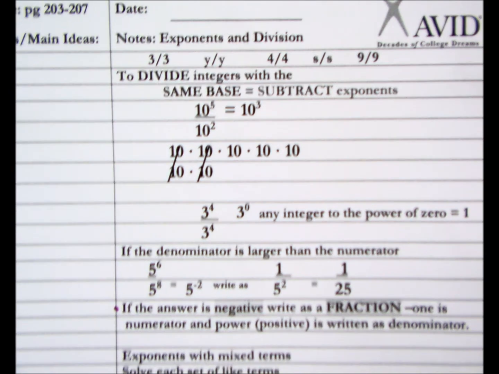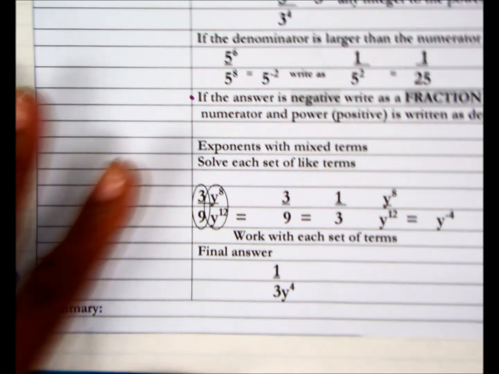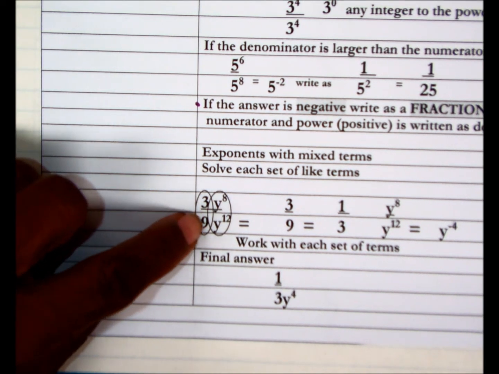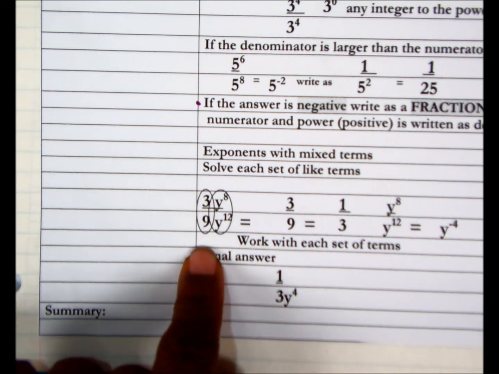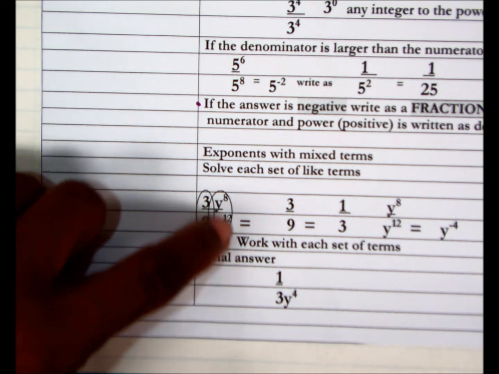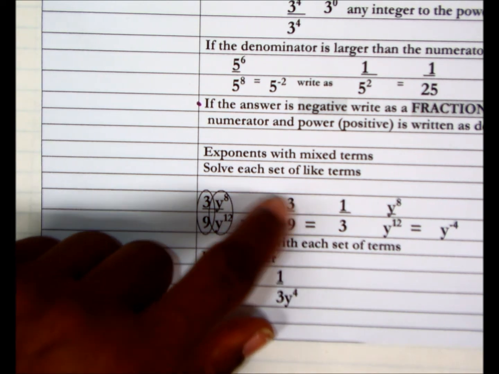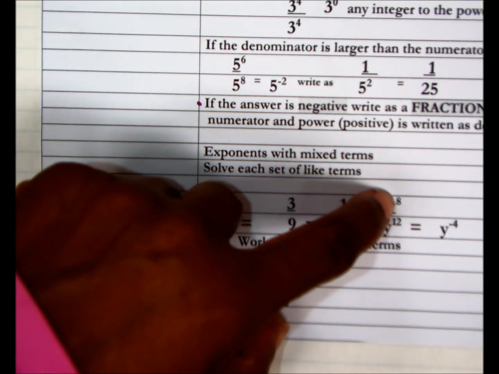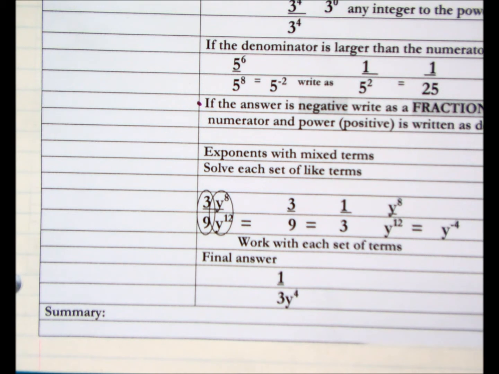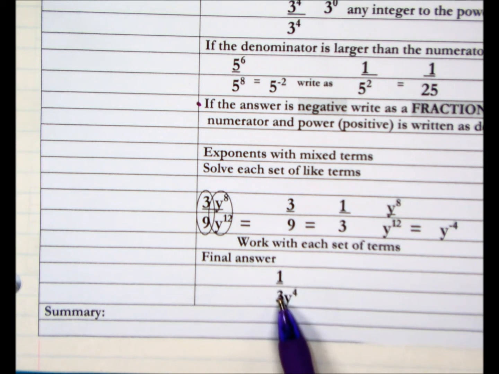Now, sometimes you're going to have exponents with mixed terms. And so we're going to go down and look at that. This says 3y to the 8th over 9y squared. Then that's when you need to look at like terms. We know that 3/9 is like terms, and these y's are like terms. So 3/9, their greatest common factor would be 3. It would be 1/3. 8 minus 12, it would be y to the negative 4th. So we already have a 1 at the top, so we don't need to add another one.